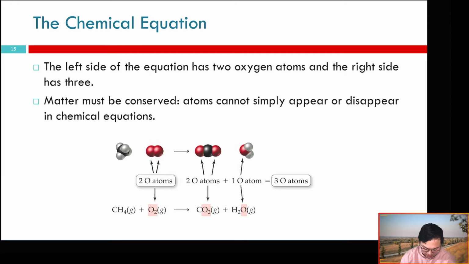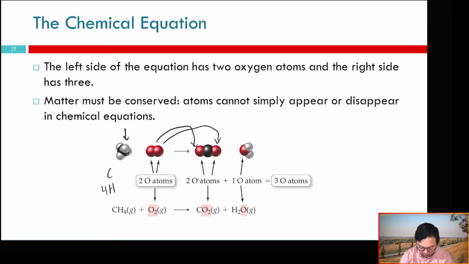So you can see here we have these space-filling models of our different molecules, right? So we have CH4. They're talking about the oxygen atoms here, but if we have one carbon and we have 4 hydrogens, right? And then we have 2 oxygen atoms. These oxygen atoms, right, are just being moved over here.